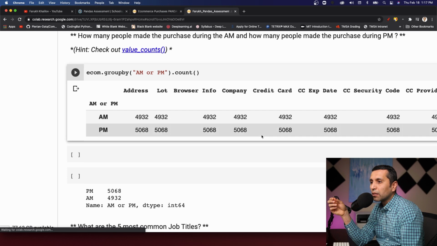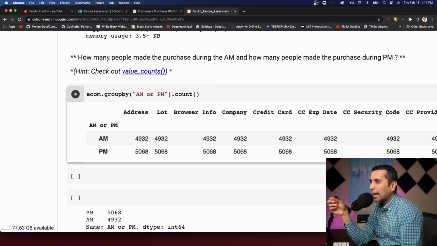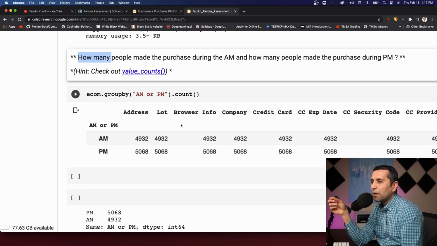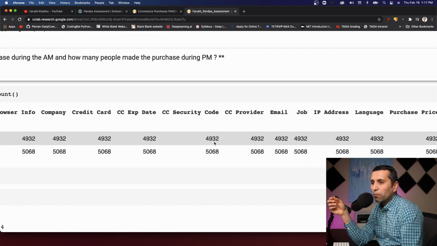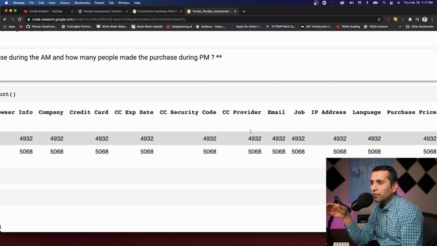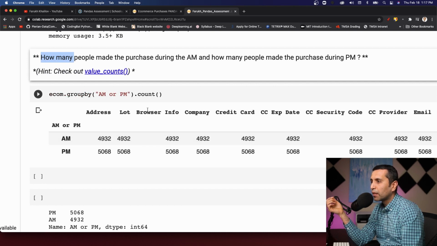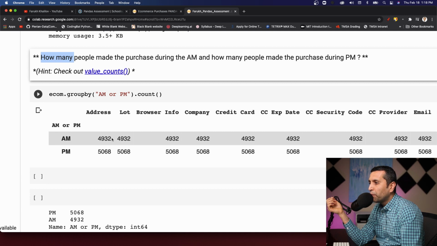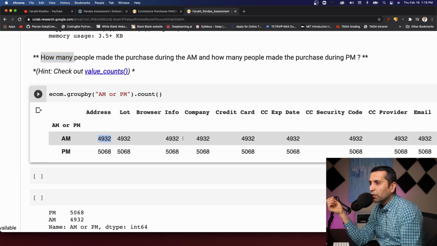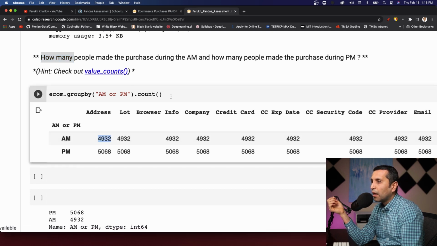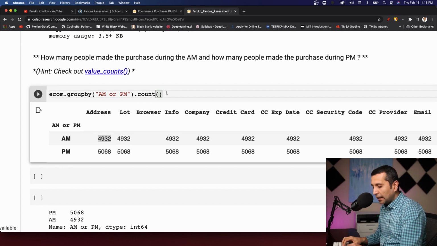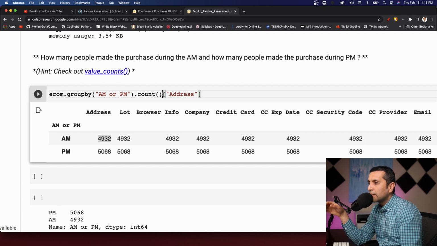That is good. But the only thing is, you see the question again says how many, but we are giving more than needed. We have a lot of information, but we don't need to show that. So how can I hide some of them? We can say, hey, I want to pull out that number only, because all of them look the same. From here, I will add another one. I will say, can you pull out address only? Does it make sense, guys?